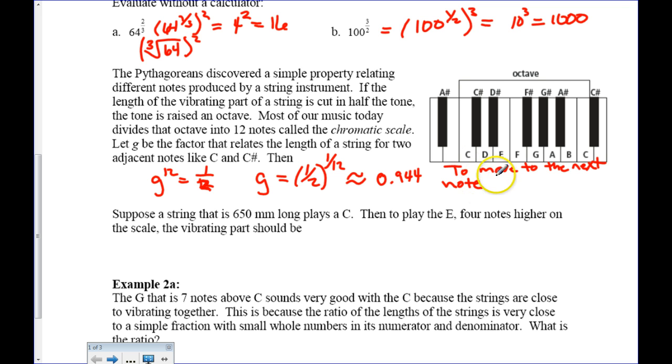And what it is actually telling us is that to move to the next note, the string must be shortened. Yeah, 1/2 to the 1/12. The string must be shortened to 94% of its original length to go up to the next note, so it's like a half step.